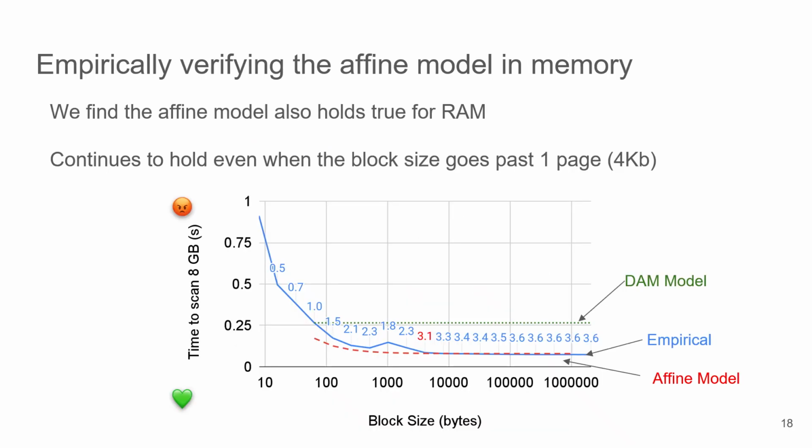We found that the affine model holds true for RAM as well. We tested this by timing how long it takes to read 8 gigs of data when reading it in randomly ordered chunks of various sizes in parallel. This plot shows time on the y-axis and block size on the x-axis. We see the empirical result in blue, an estimate from the DAM model in green, and the estimate from the affine model in red. We see considerable speedup both after we hit 64 bytes, the cache line size, and even 4 kilobytes, the page size. We find that our system had an alpha of about 0.3.